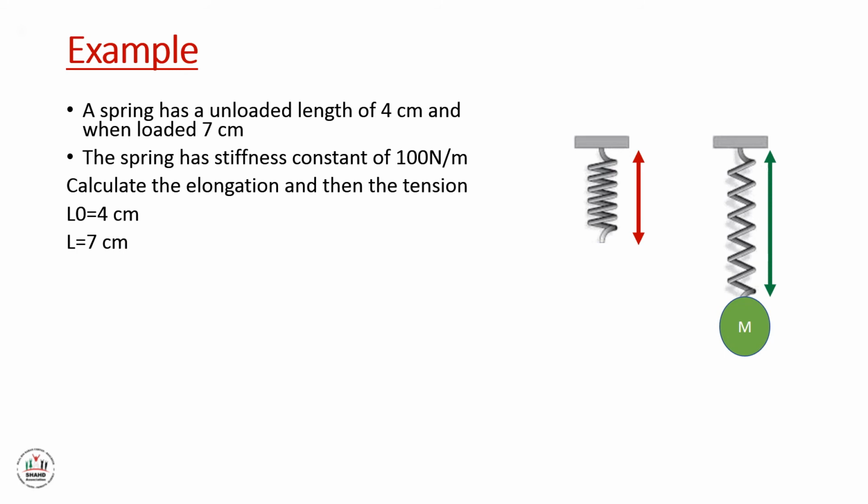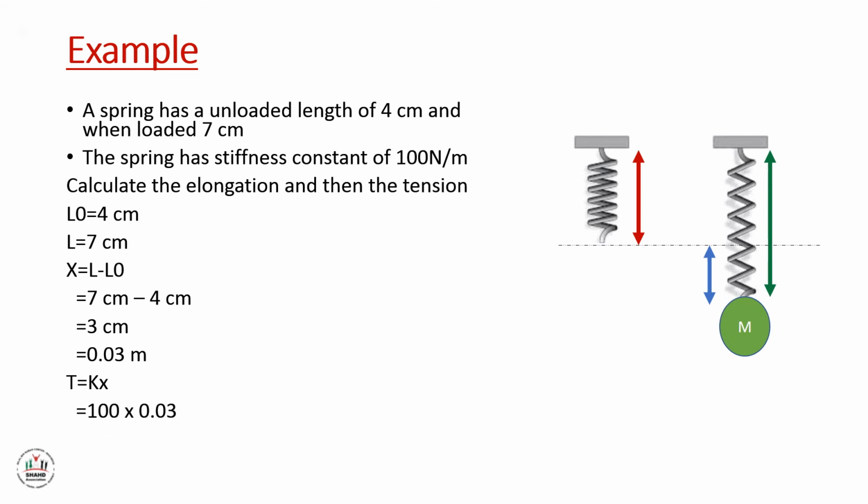To calculate the elongation, we apply this rule. So it's L minus L0. So 7 centimeters minus 4 centimeters, we get 3 centimeters. Let's convert it to SI unit. So we divide by 100, so we get 0.03 meters. Now we have the elongation. If we want to get the tension, we apply Hooke's law. So T is equal to K times X. So instead of K, we write 100, and instead of X, we write 0.03, and in the calculation we get 3 newtons.